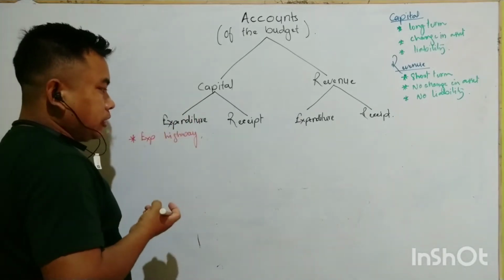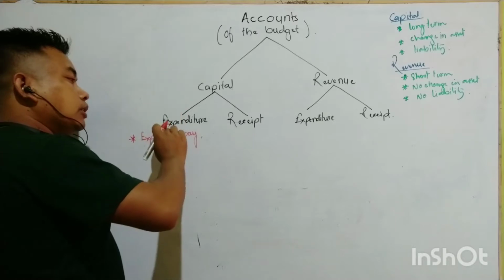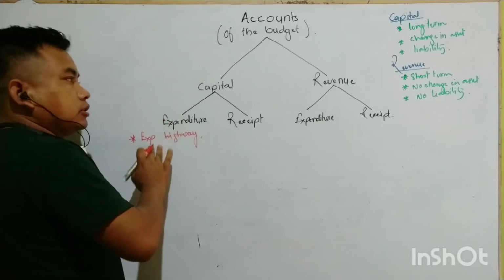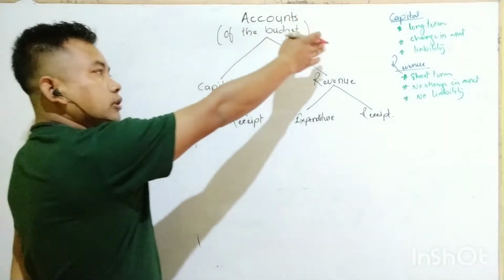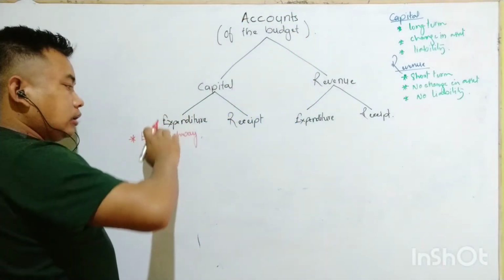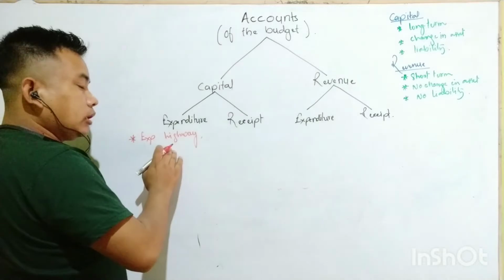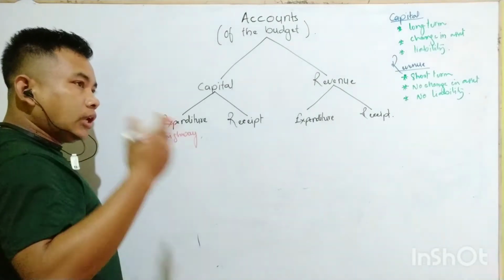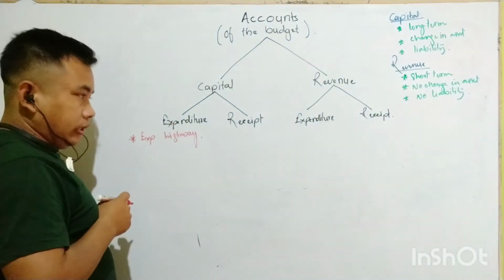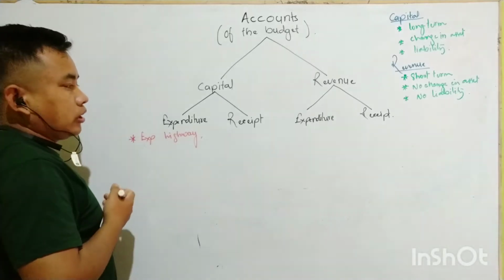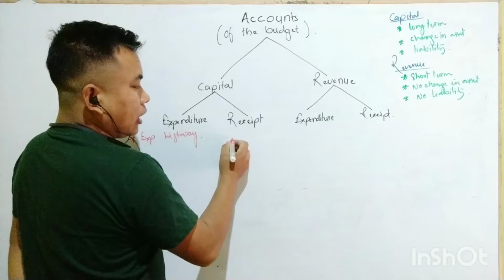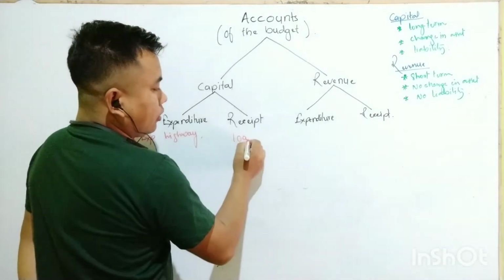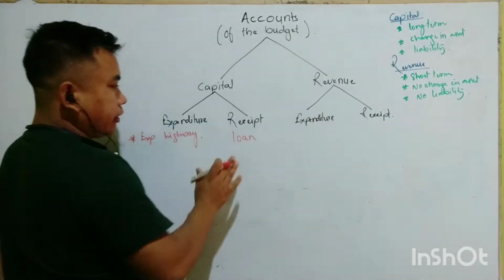Why do we call highway expenditure capital expenditure? Because it fulfills the three conditions. When the government spends money on a highway, it is long term, it does not happen every now and then. Now, what is a capital receipt? This is the loan; these are the tools that I gave you yesterday.